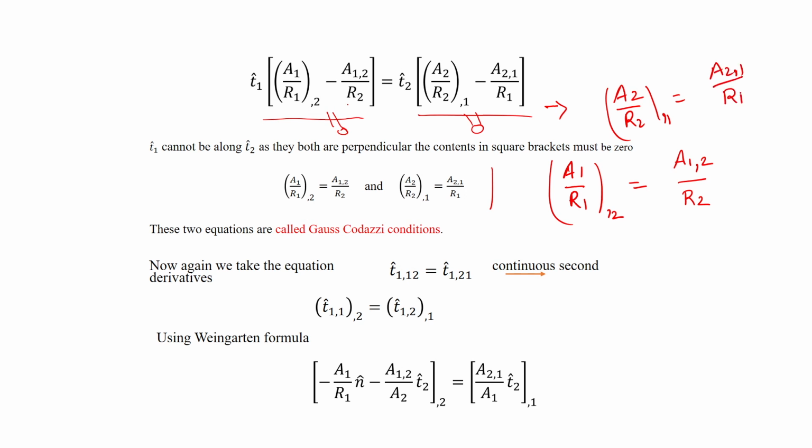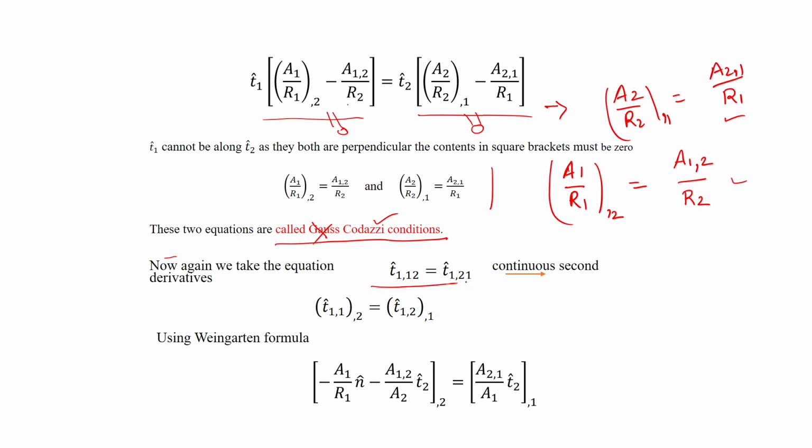So, these two differential equations give you the relation between A1, A2, R1, R2 and are known as Cauchy equations or Gauss-Cauchy equations. Generally, it is known as Cauchy equations. Later on, the Gauss equations will come up.